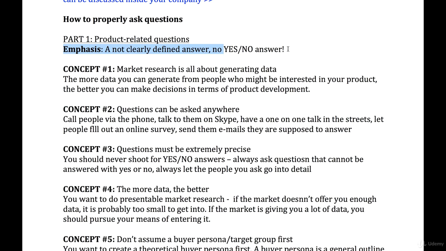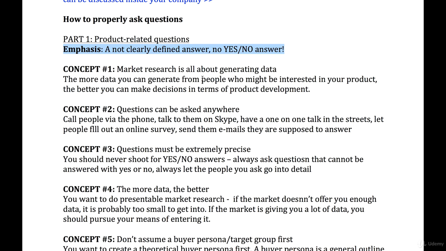Now, the first thing that I want to talk with you about is the emphasis of these 5 concepts. The emphasis of these 5 concepts is just simply that you do not want to have a clearly defined answer. And you probably now think, well, but isn't this the point of asking these questions? No, it is not. What we want to do is we want to not get any defined answer.